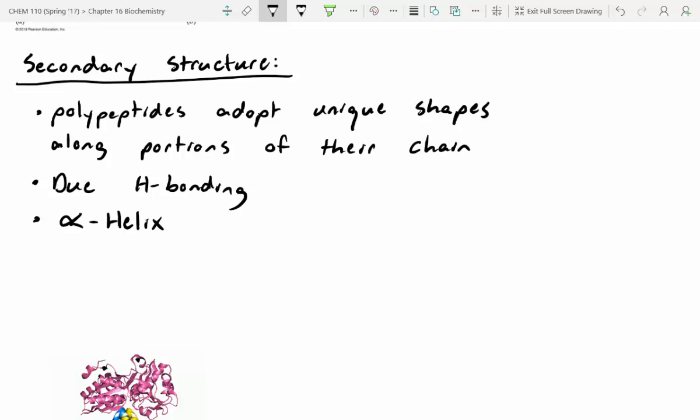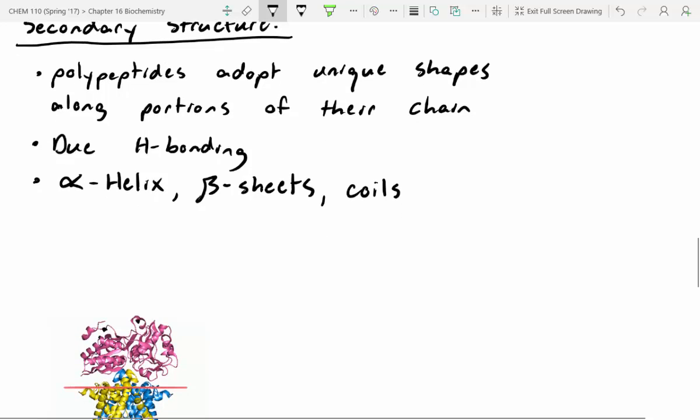And then there's another one called beta sheets, where essentially you have two strands that will hydrogen bond together. And so you've got two unique portions that are sticking together. And then you'll have other portions that are just simply other forms of coils or coiling. And this is all due to hydrogen bonding, but it's basically describing the secondary structure of how proteins come together.